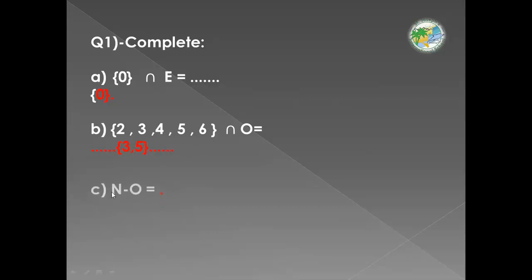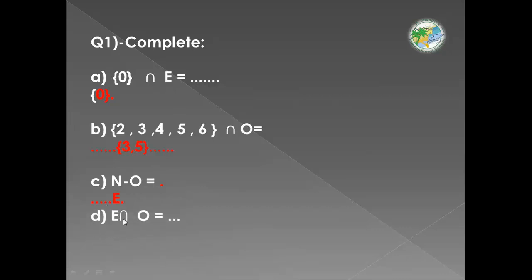Fine. C. Natural number difference odd number. If we remove the odd numbers from the natural numbers, then what does the set equal? Natural number, 0, 1, 2, 3, 4, minus the odd number 3, 5, 7, 9, equals even number. Okay, remember this note is very important.